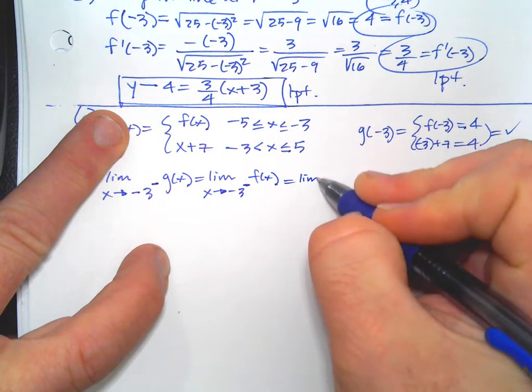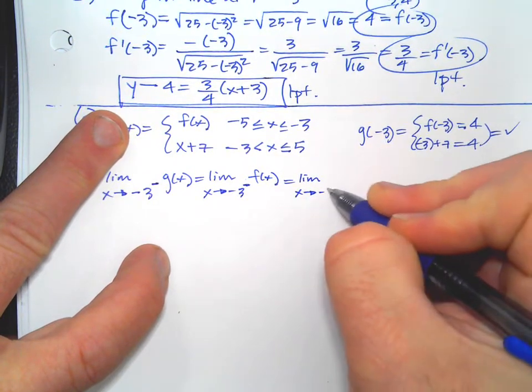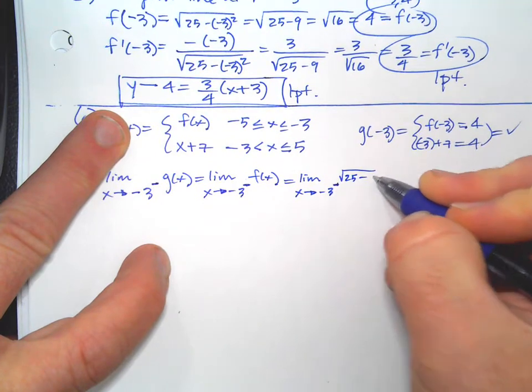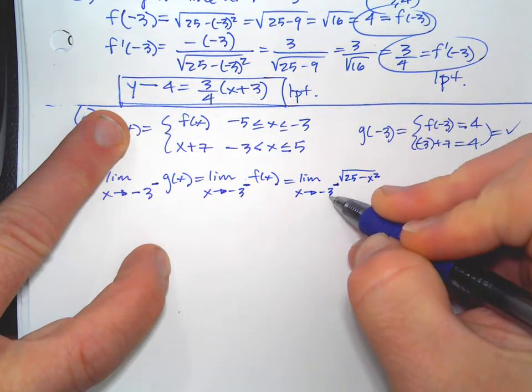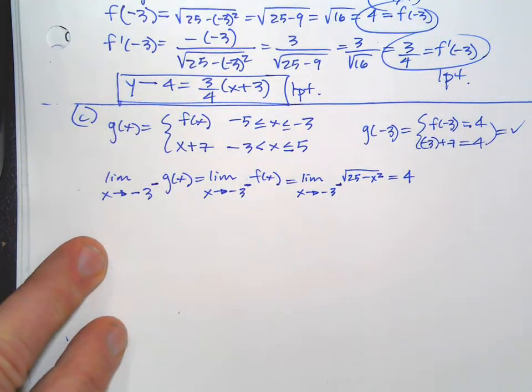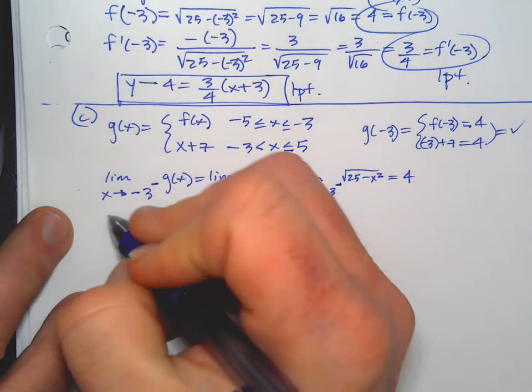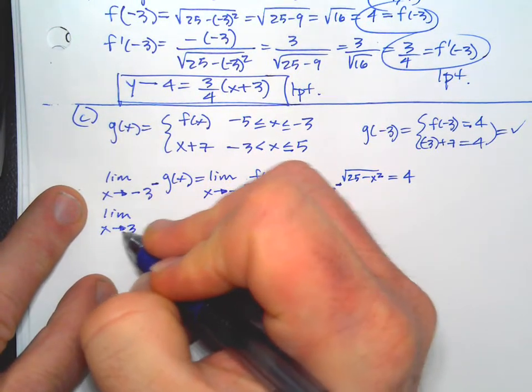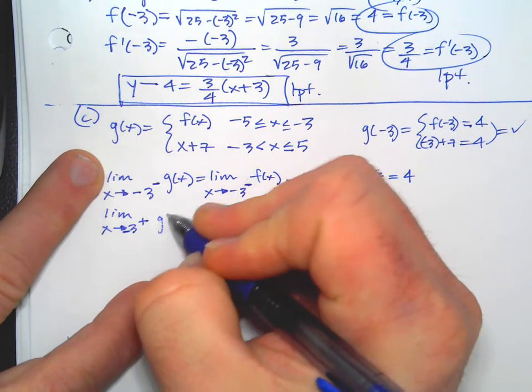which equals the limit as x approaches -3 from the left of, well, f of x is the square root of 25 minus x squared. And if we do that, we get 4. So that's that one side limit. So now we need to do the other one side limit from the right side, approaching -3 from the right side of g of x.